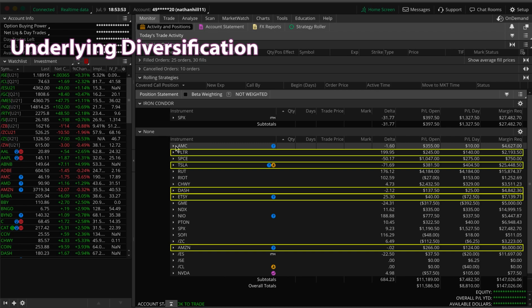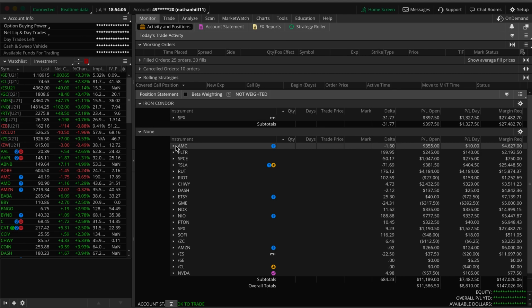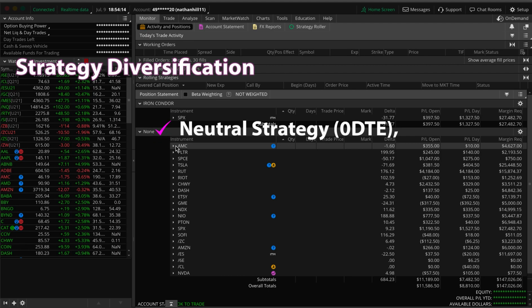You can see here that significant theta is happening on the SPX, the NDX, as well as other solid underlyings such as Amazon, Peloton. Basically, every single ticker that you see on the screen takes advantage of time decay. So lastly, we have strategy diversification. We have several strategies that we have just deployed. The first one is a neutral strategy, the iron condor on the index, SPX and NDX.